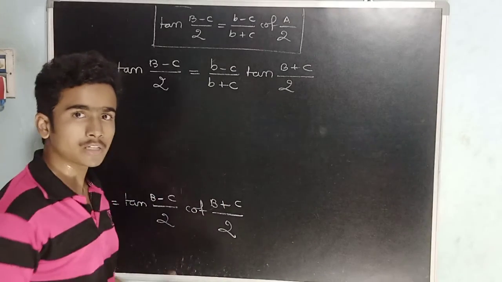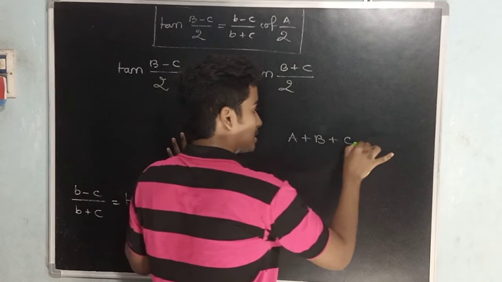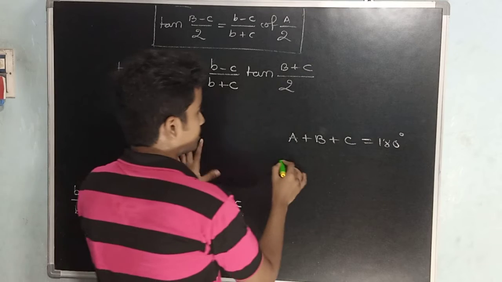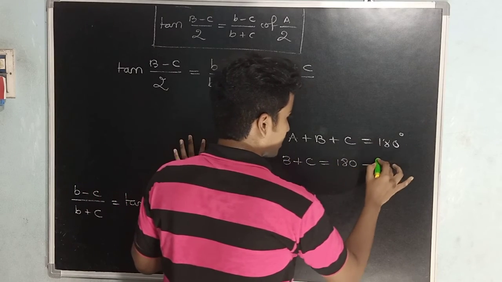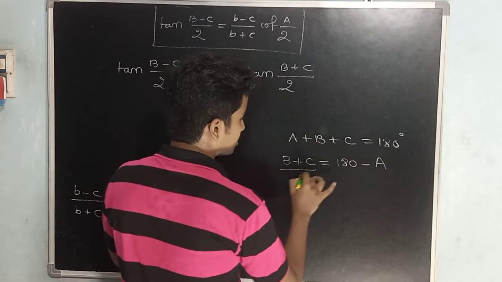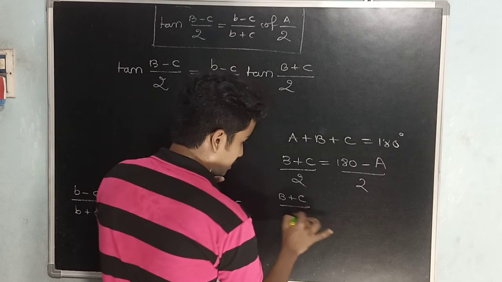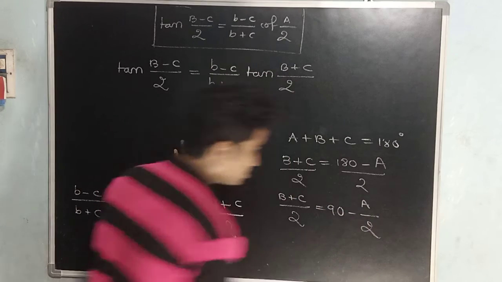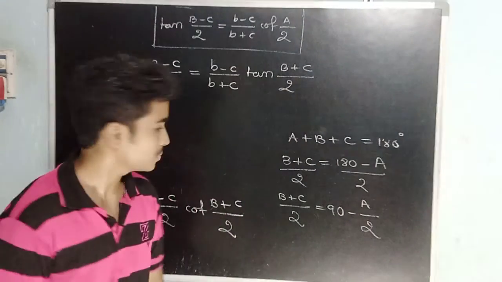By the angle sum property, the sum of angles in a triangle is 180 degrees, right? B plus C is equal to 180 minus A. So what am I going to do? I am going to make it half. B plus C by 2 is nothing but 90 minus A by 2.